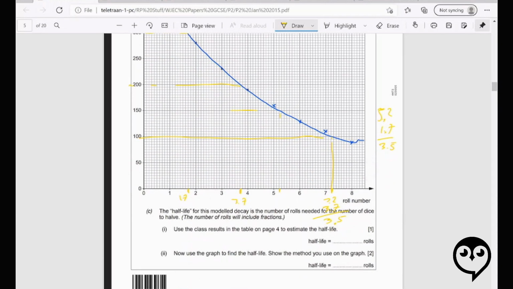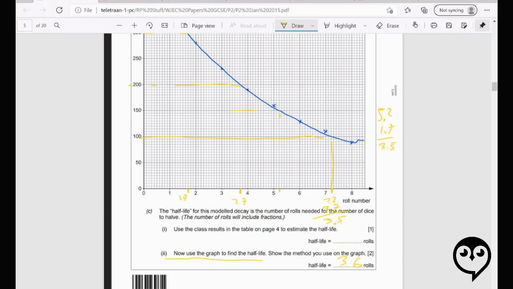So we're all kind of in that area, 3.5, 3.6. I'm going to write 3.6 again, just because I got a 3.7 and a 3.5. We'll see. Hold on. Now use the graph. Okay, so for my graph, it's 3.6.